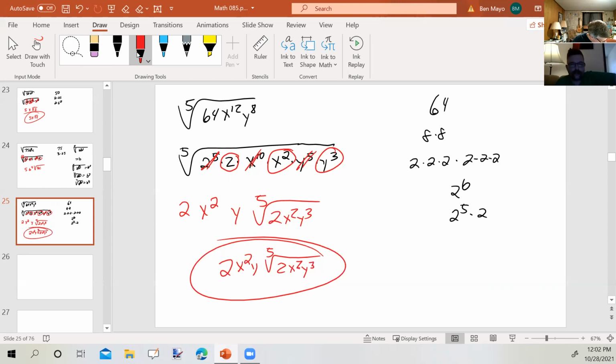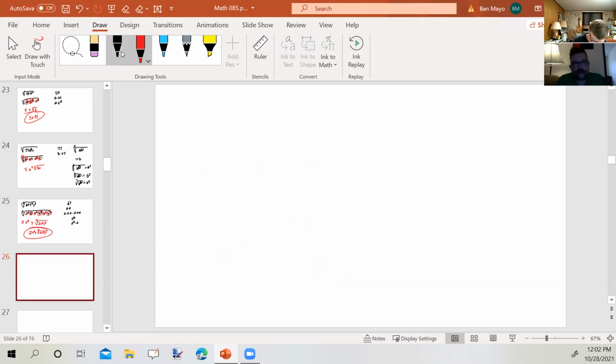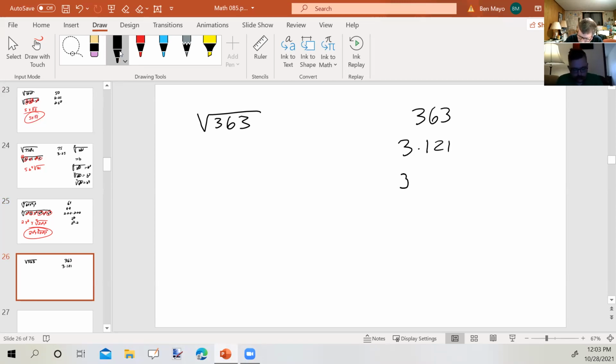So let's take a look at this one. Simplify each radical expression. All variables represent positive real numbers. So basically the same directions as before. I have the square root of 363. So what I want to do is find any perfect square factors. So let's take 363 and factor it. 3 times 121. 3 times 11 times 11. Oh, 3 times 11 squared.